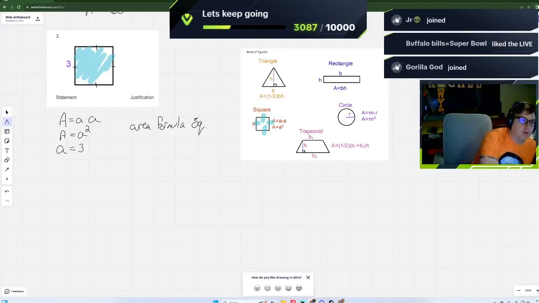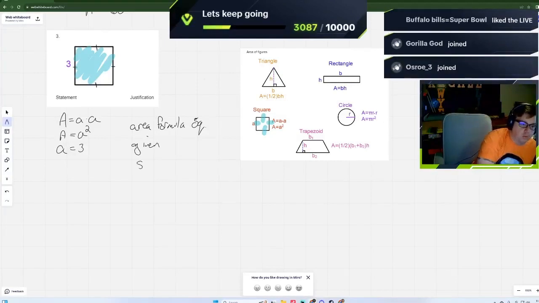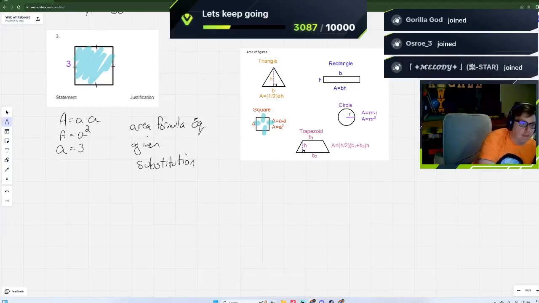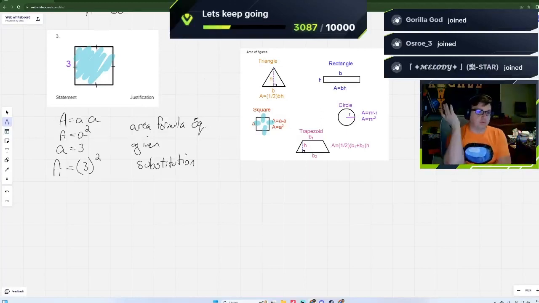So because we know the one side length is 3, that's given information because the picture tells us. And then we're going to once again do substitution. All right. And then our area is going to be 3 squared. Or you could do 3 times 3. Once again, it's whatever you're comfortable with.